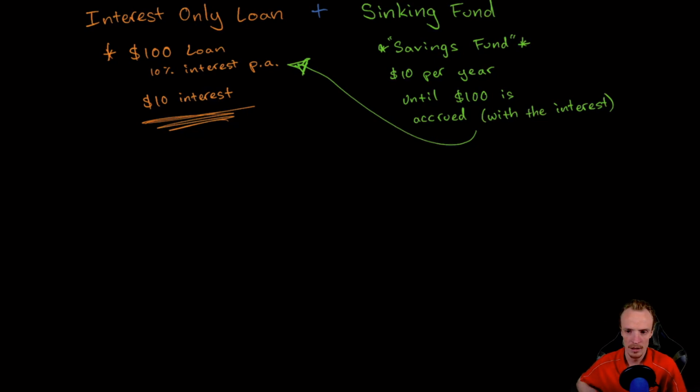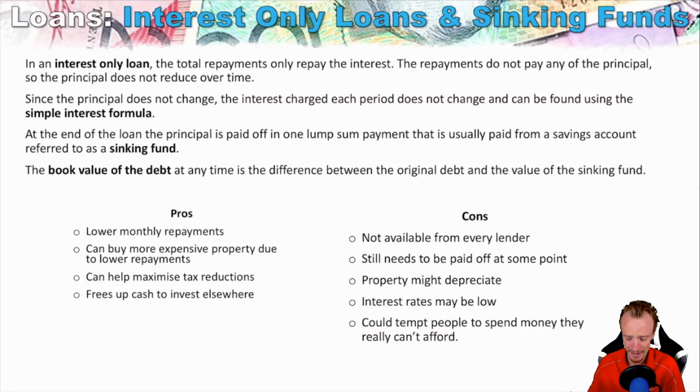Now, you might ask why this loan structure exists and why you might take it over a normal principal and interest loan. There are several reasons why you might want to take this. There are lower monthly repayments on the loan itself. Those come about because you're not needing to reduce the principal of the loan.